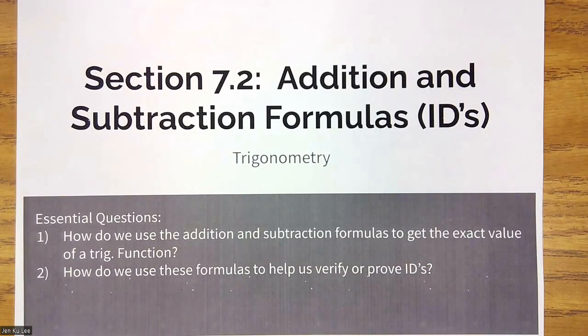So welcome everybody. This is 7.2 on the addition and subtraction formulas. This does go into your ID bank, your identities bank.